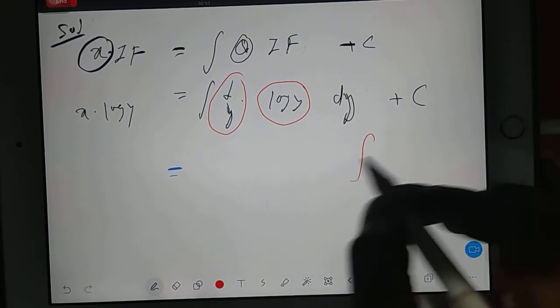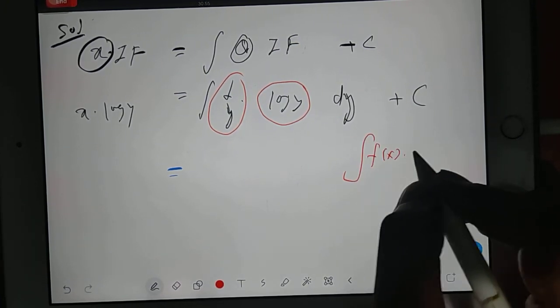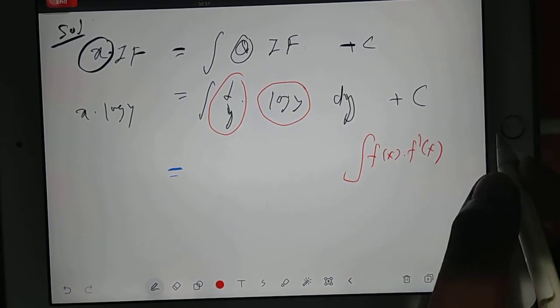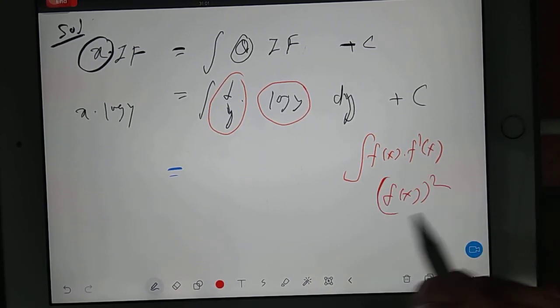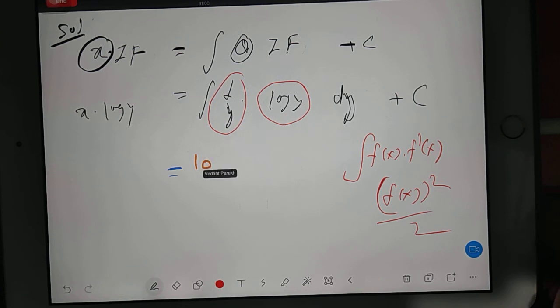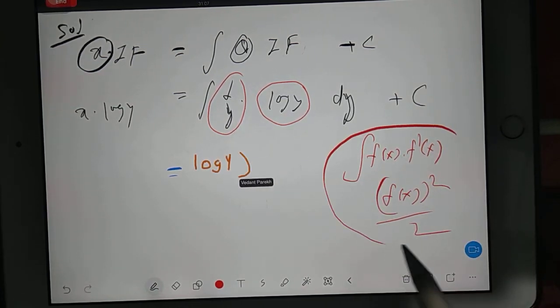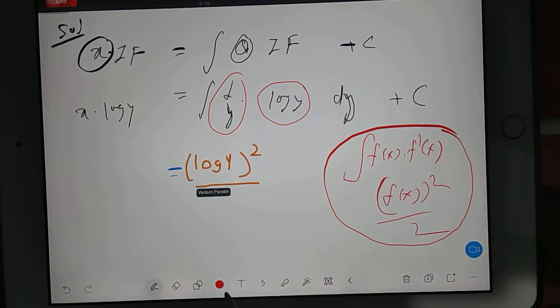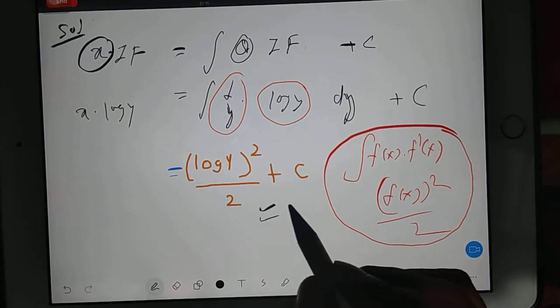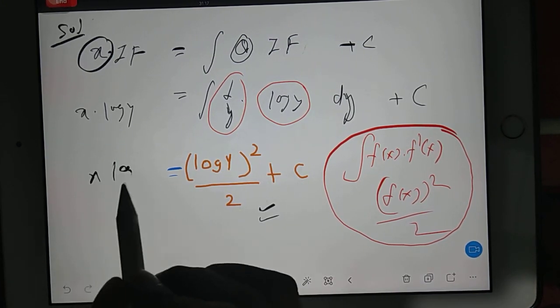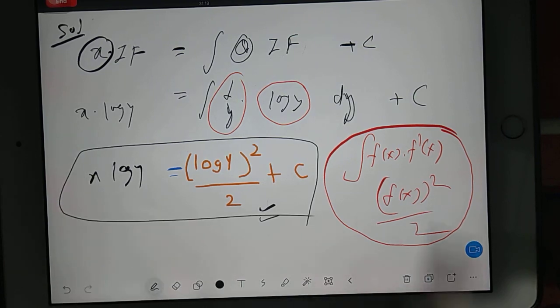See, remember, there is one more trick in integration. If you have f(x) and f dash x together in a product, then the answer comes as f(x) whole square by 2. This is also a branded formula for integration. Very good, Vedant. So we are writing this correct, absolutely correct. So this part became your final solution.